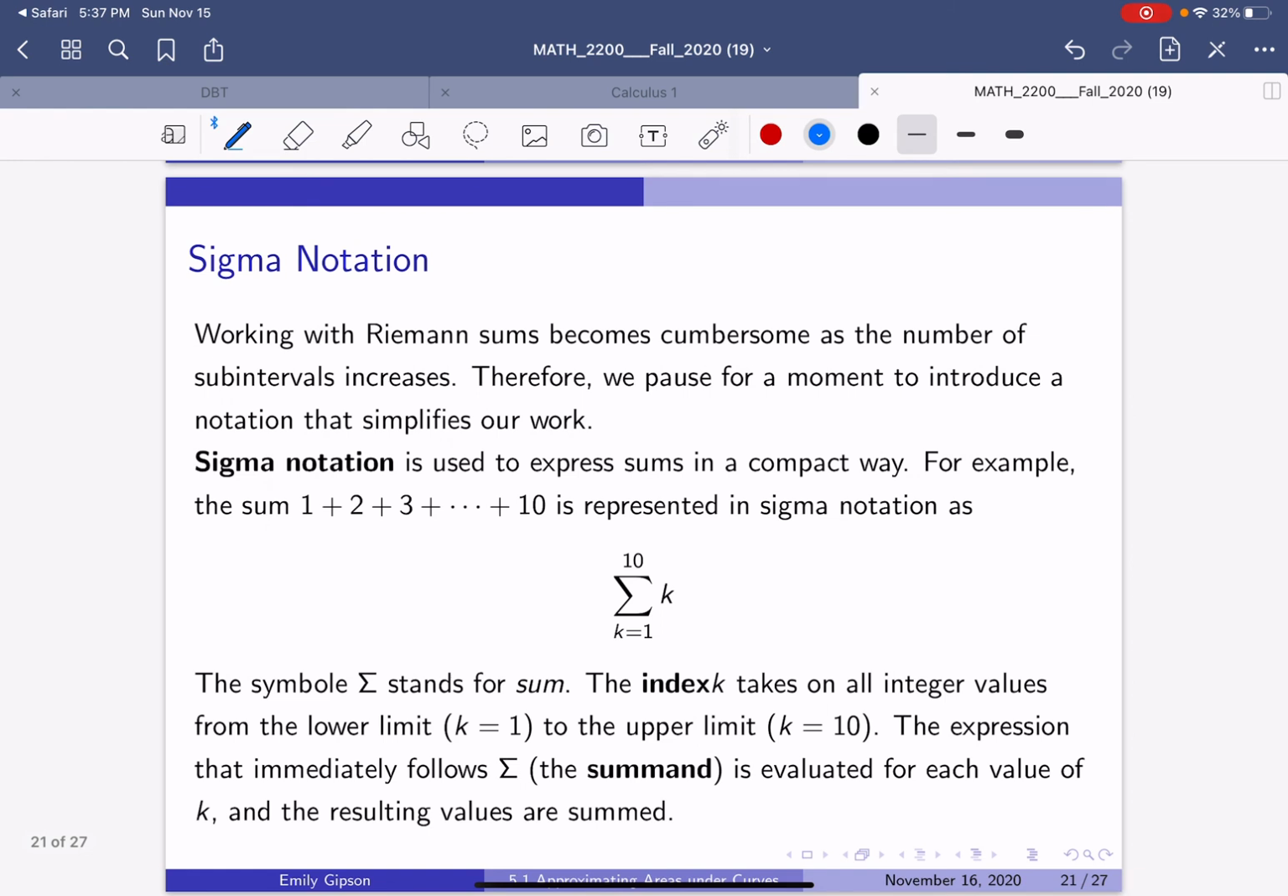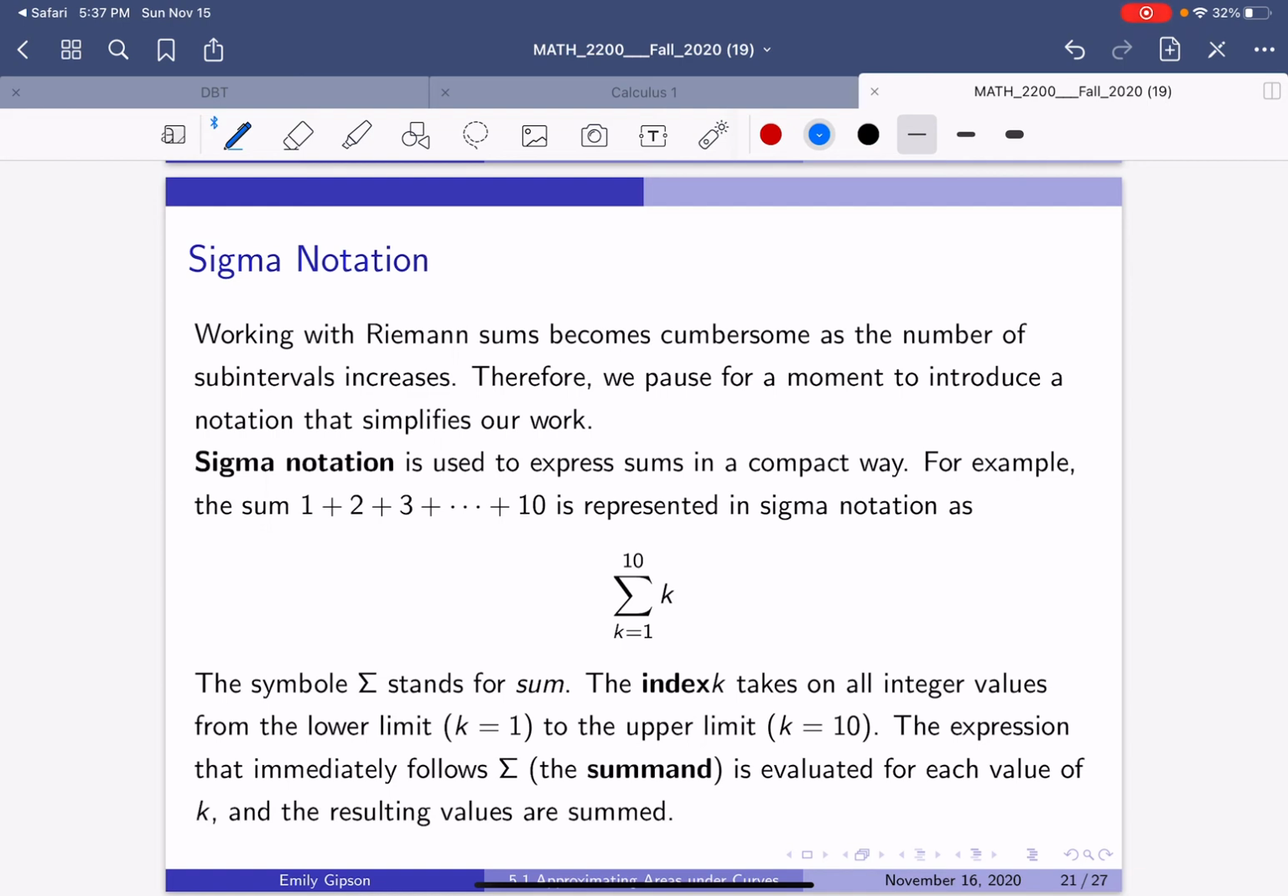As you can see, and you probably noticed that I'm getting lazier and lazier as each one of these examples goes on, but working with Riemann sums becomes cumbersome as the number of subintervals increases. It was pretty easy when we used just 2 subintervals, but once we got to 8, and once you get to 16 or even 50 or 64 or something like that, it's going to be a real pain in the butt to do all that math. Therefore, we're going to pause for a moment and introduce a new notation that simplifies our work.